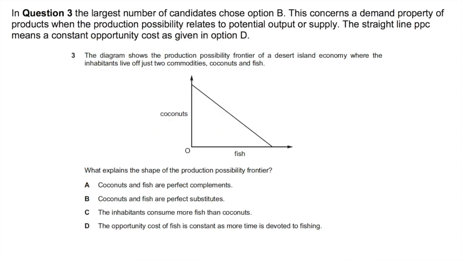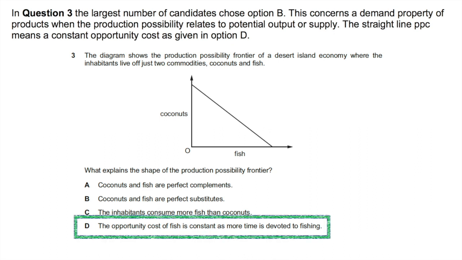I'll explain number 3 from the comments left by the examiner. In question 3, the largest number of candidates chose option B. This concerns a demand property of products, when the production possibility curve relates to potential output or supply. The straight line PPC means a constant opportunity cost, as given in option D.